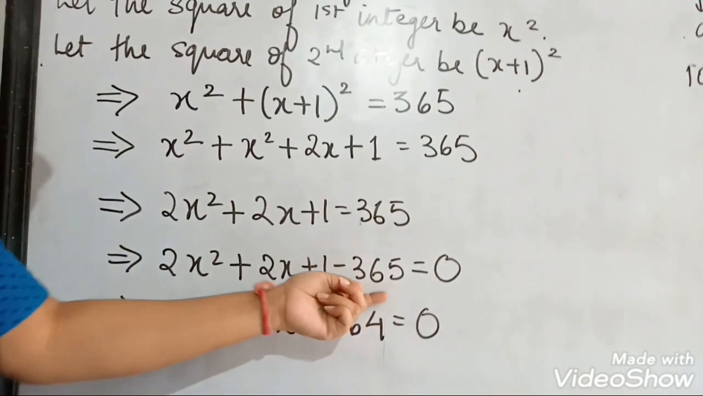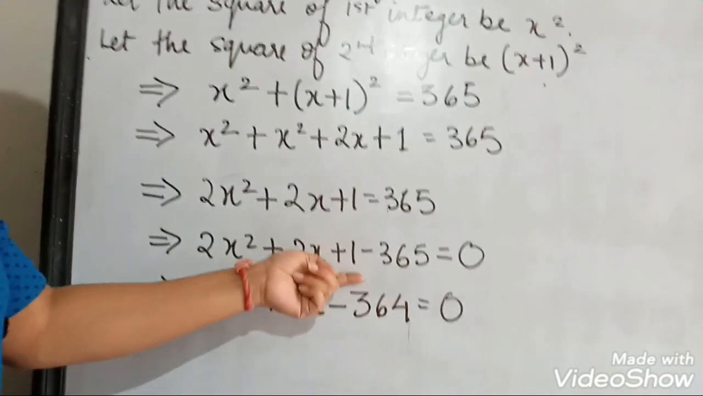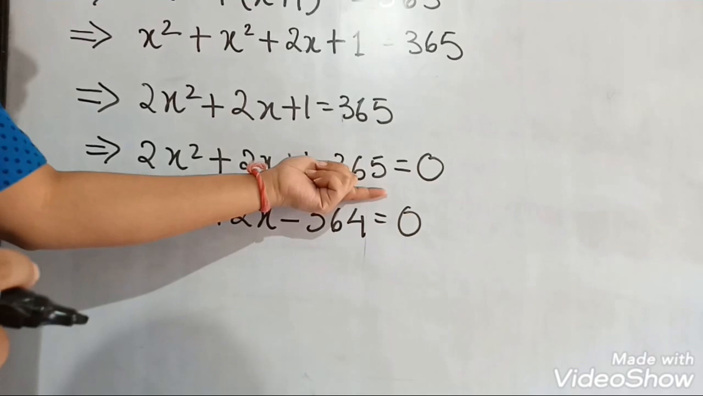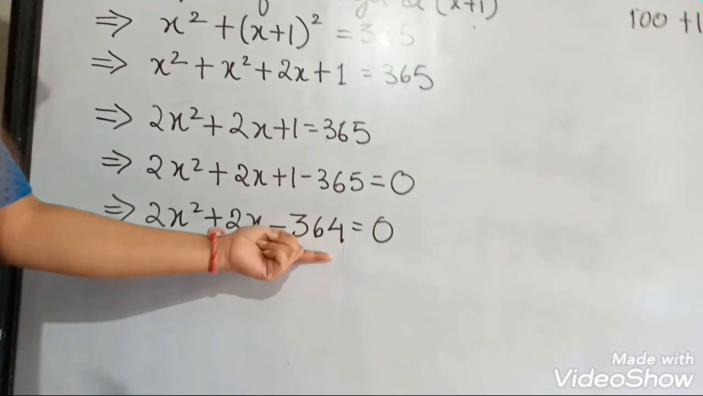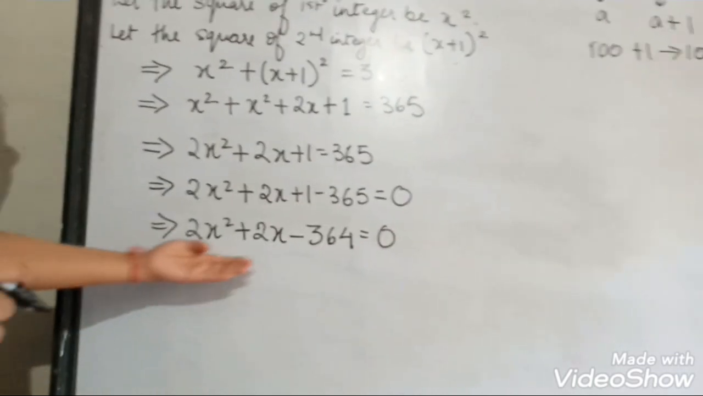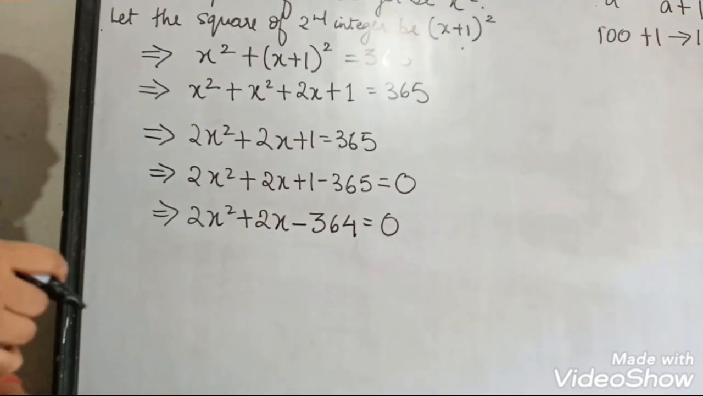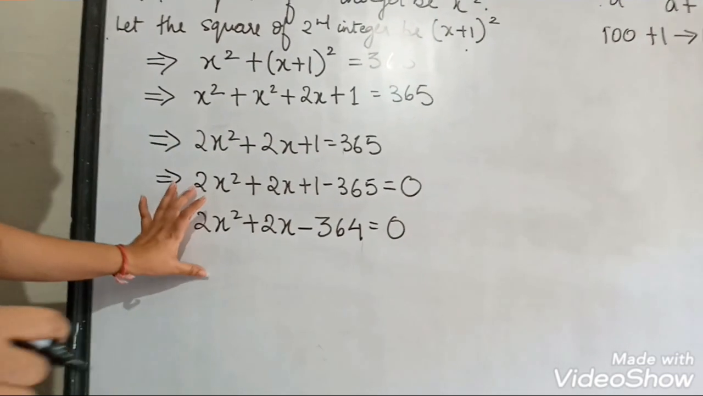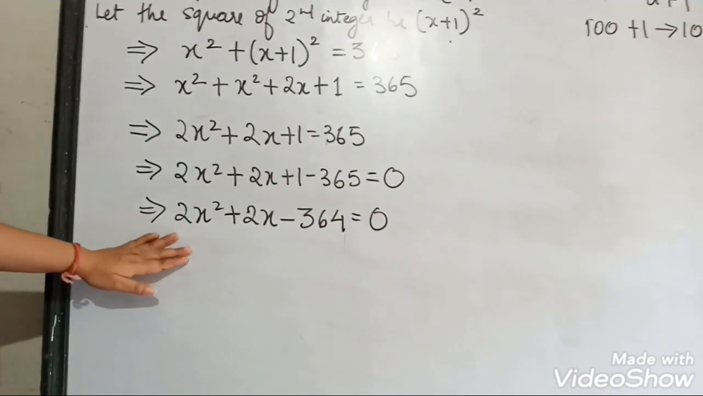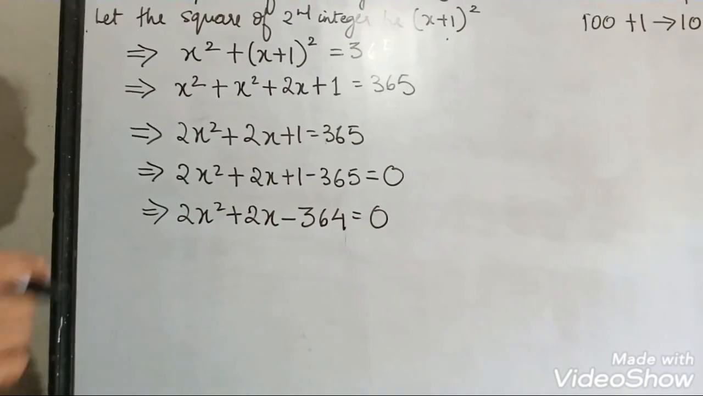Sorry children, this is not 36, this is minus 365. So plus 1 minus 365, we know whenever we have a positive and a negative integer, it is always subtraction and the sign goes of the bigger number. So this equation has become 2x square plus 2x minus 364 equals 0. Now to make it much easier, I am going to divide this whole equation by 2 so that you are able to solve it easily.